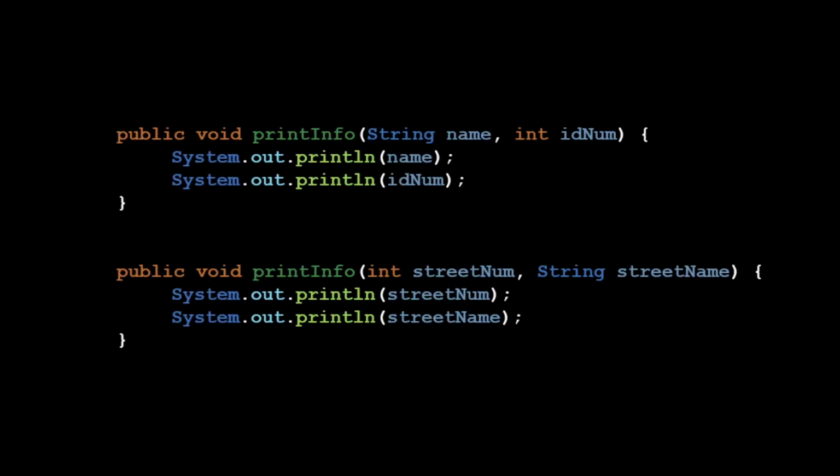And here's an example of method overloading that works because the parameters used in the formal parameter list are ordered differently, with the first method having a string as the first parameter and an int as a second parameter, and the second method having an int as the first parameter and a string as the second.